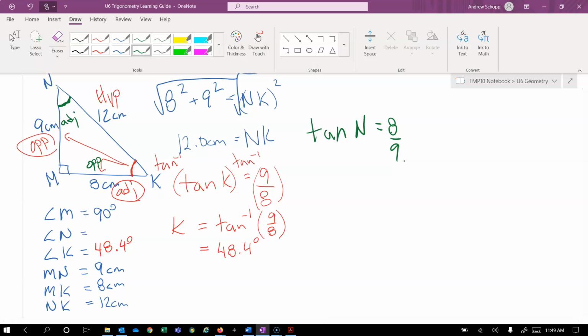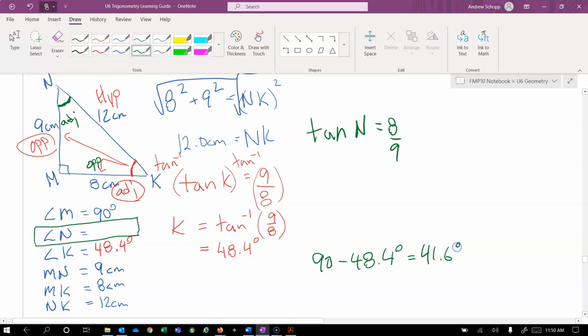Is there any other way that we could find angle N? Yes, because we know the three angles of a triangle add to 180. This is a right triangle, which means the two acute angles, or the smaller ones, add together to be 90. We could also go 90 minus 48.4 degrees and figure out what that gives us, which should be 41.6 degrees. This is actually a good way to check your work. You could leave this until second and solve for angle N with a tangent.